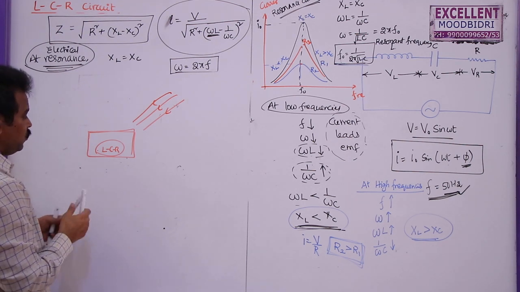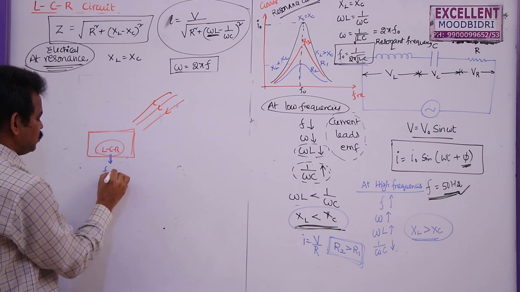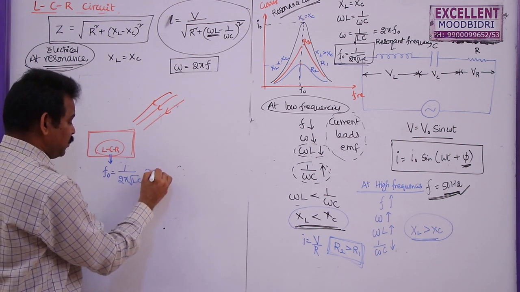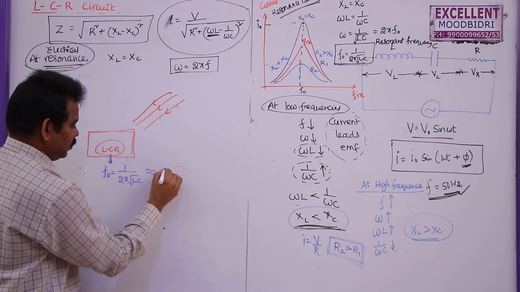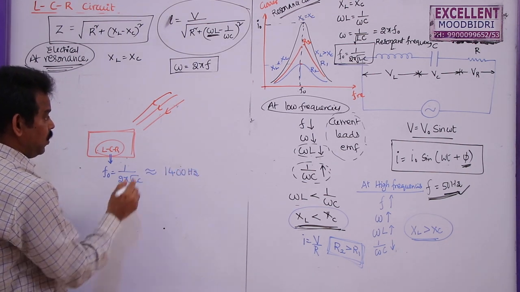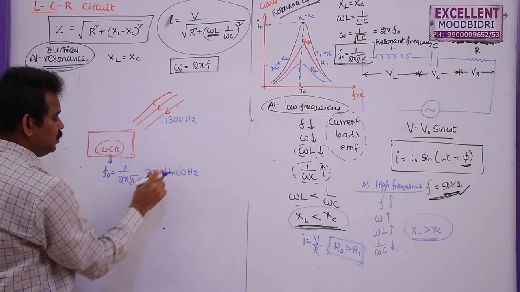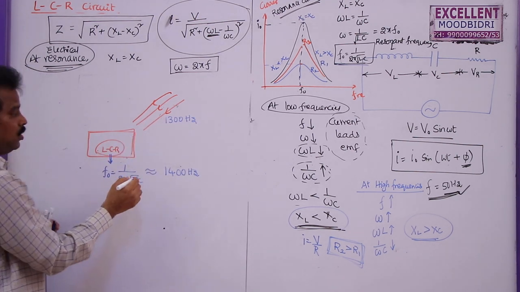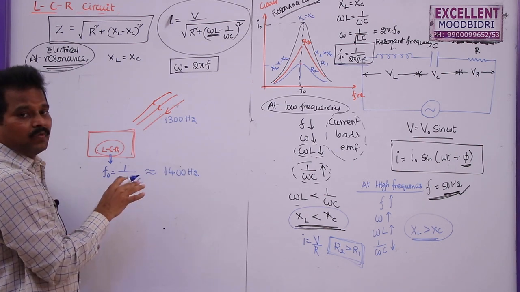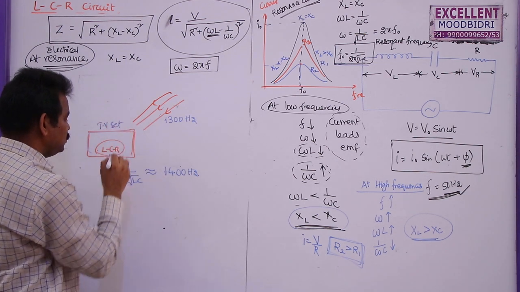Now the LCR circuit will have a particular frequency. Let us say the resonance frequency of this LCR circuit, which is equal to 1 by 2 pi root LC, is for example 1400 Hz. Now if the frequency of this one is 1300 Hz, there is no resonance between these two. For the resonance to take place, the frequency of these two must be equal. If these two are equal, then this TV set can receive the signal easily.